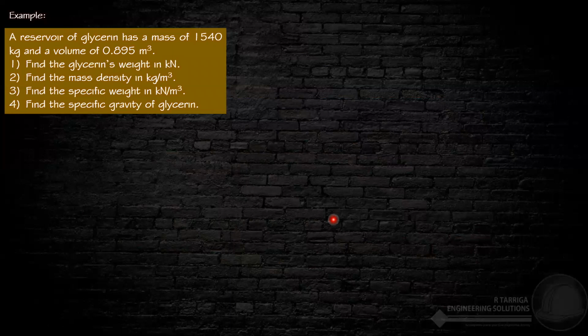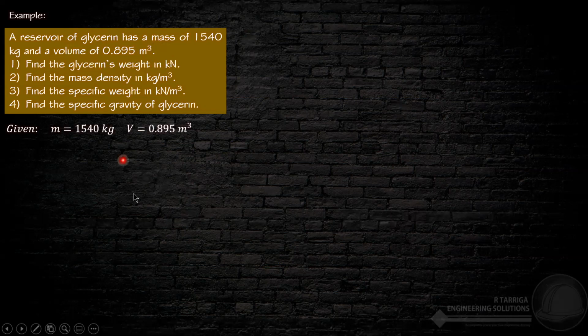Example number 1. A reservoir of glycerin has a mass of 1,540 kilogram and a volume of 0.895 cubic meter. The questions are: find the glycerin's weight, the mass density, the specific weight, and the specific gravity of the glycerin. First, number 1, the glycerin weight. How do we calculate the weight if given the mass and volume? For this part, we won't use the volume, only the mass.